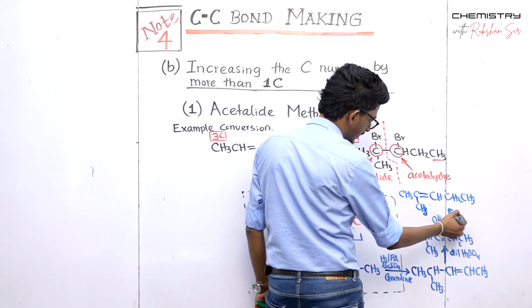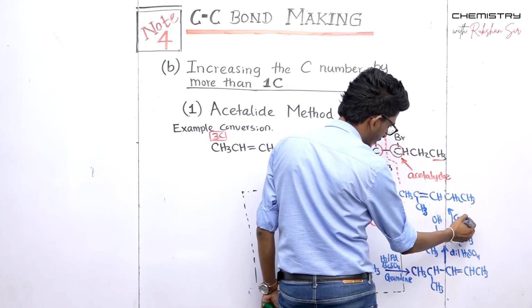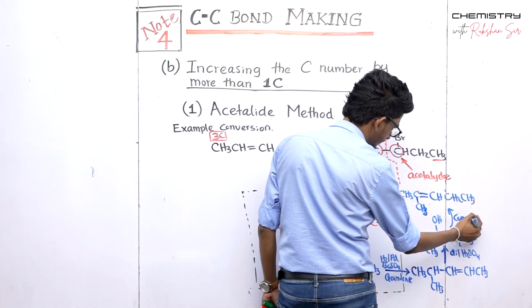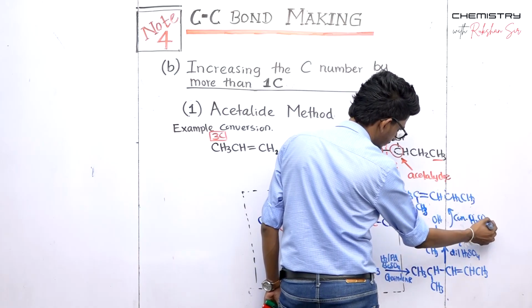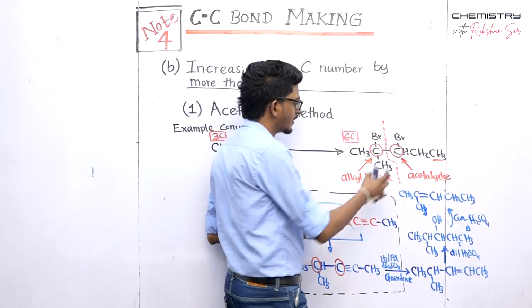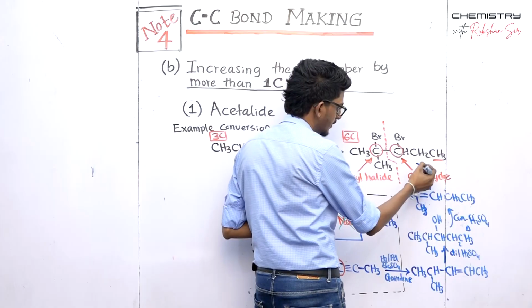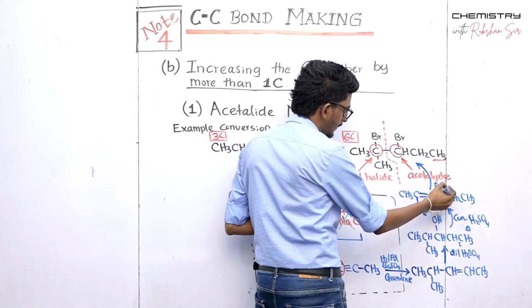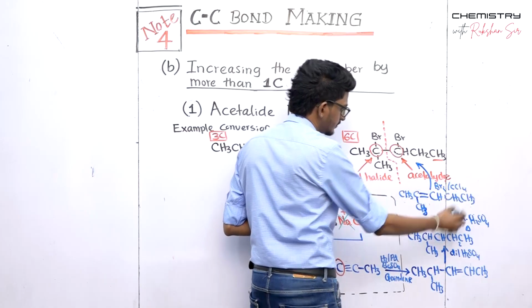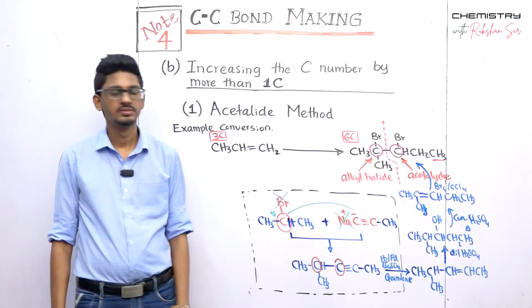This can be done just by adding conc H2SO4 to remove some water molecule. Then the final step is very clear. To add 2 Br to these 2 carbons, you can just add some Br2/CCl4. Right, now that is done.